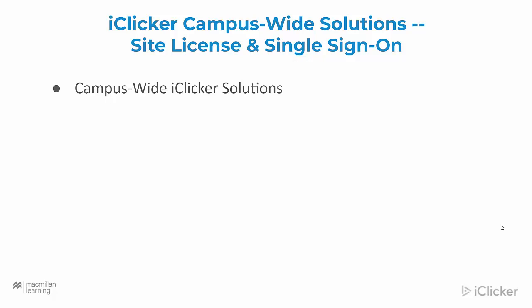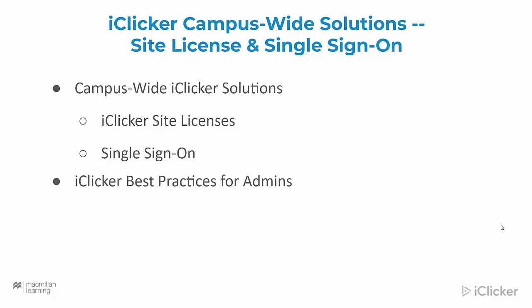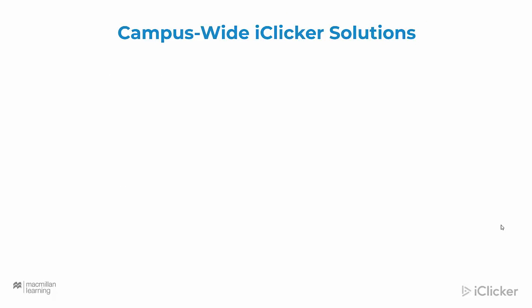So first we'll just talk really quickly about what we mean by an iClicker site license and single sign-on and the benefits that come with setting these systems up. Next we'll get into some quick iClicker best practices for admins. And then we'll talk about some best practices for instructors that you can pass along to them so that they get the most out of these two solutions. So first I want to talk about iClicker site licenses.